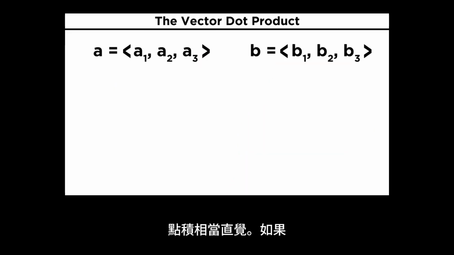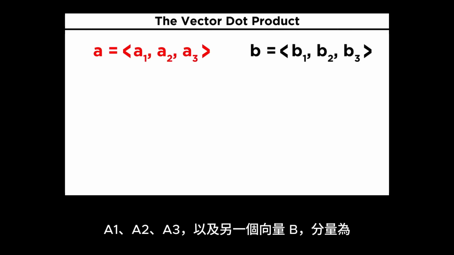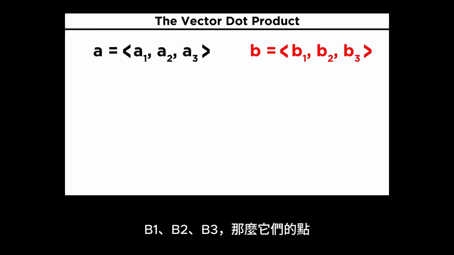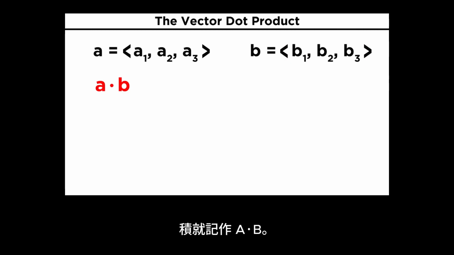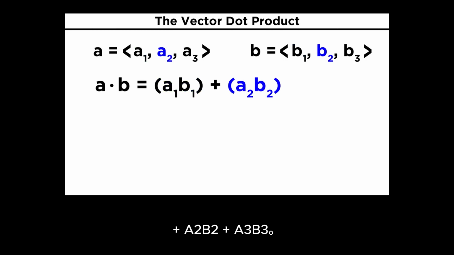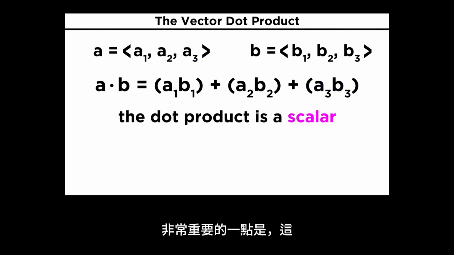The dot product is fairly intuitive. If we have some vector a with components a1, a2, and a3, and another vector b with components b1, b2, and b3, then its dot product will be denoted this way as a dot b. This will be equal to a1 b1 plus a2 b2 plus a3 b3. It is very important to note that this is a scalar product. The dot product does not give us another vector. It takes two vectors as an input and gives us one number as an output.